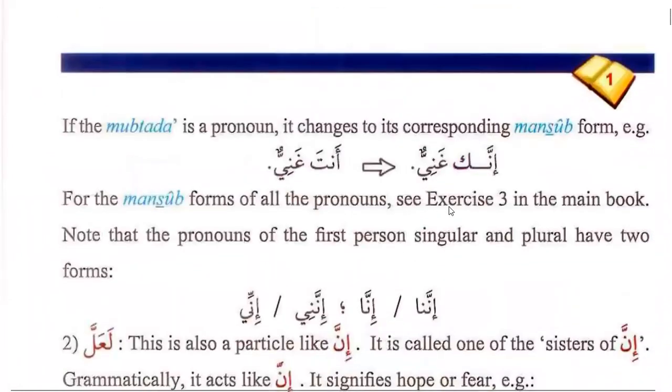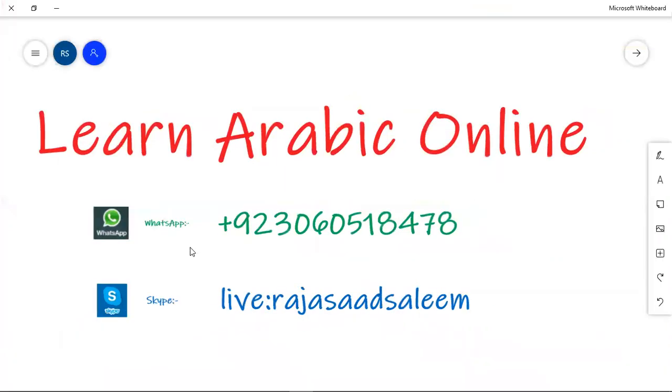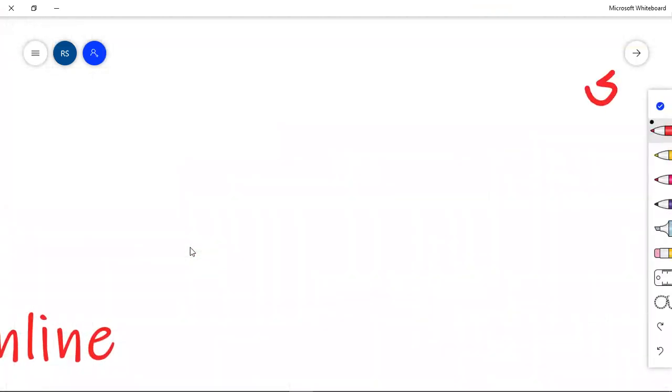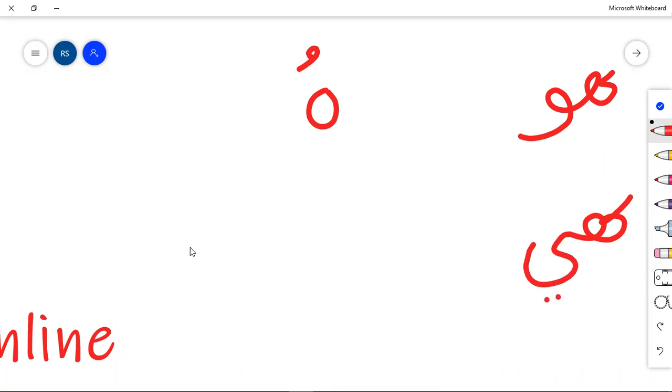I will tell you the marfu form of a pronoun, and you will tell me its mansub and majrur form. Huwa. Huwa is marfu. What is its mansub and majrur form? Its mansub and majrur form is hu. Next we have hiya. Ha.